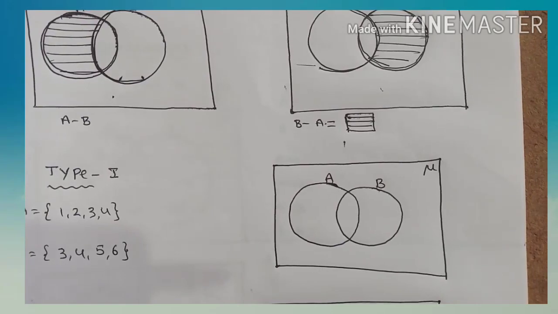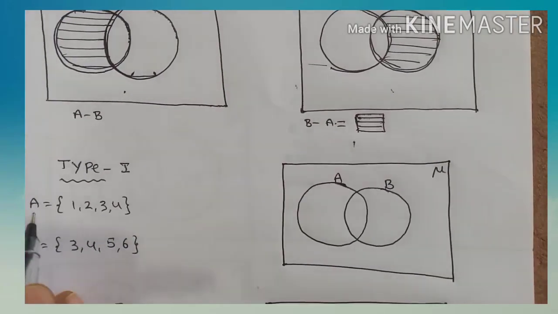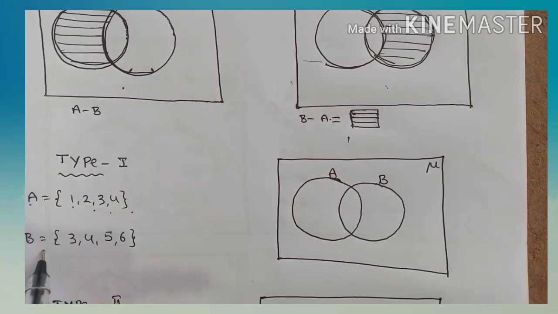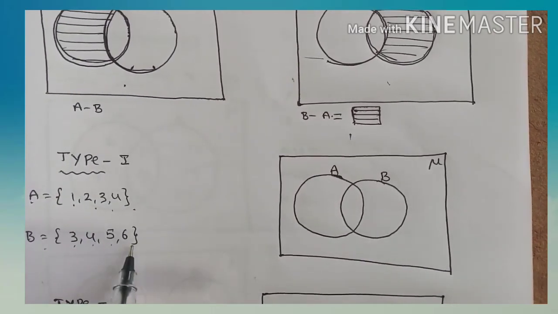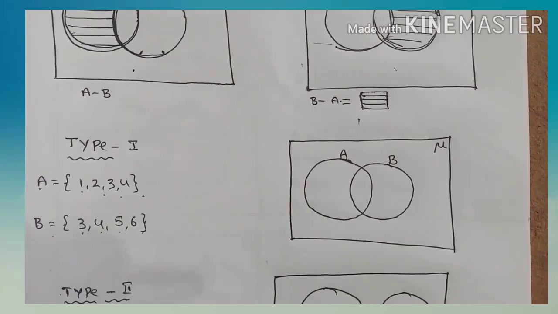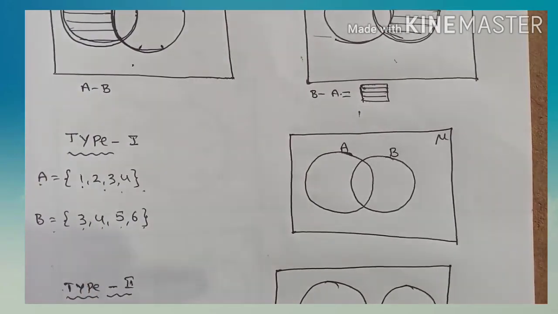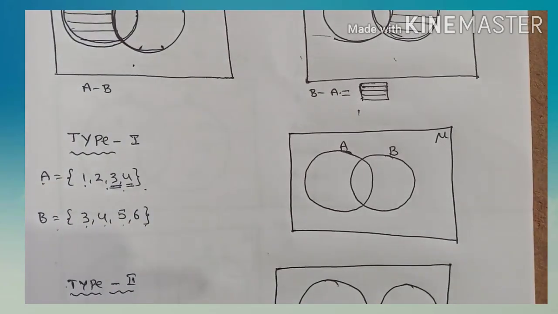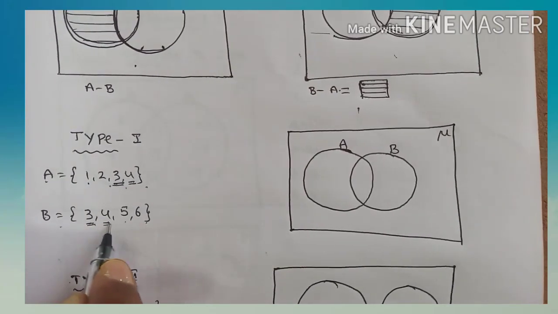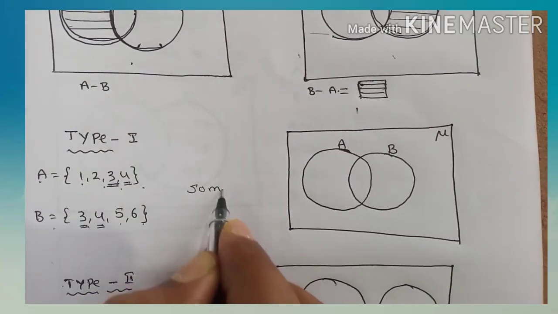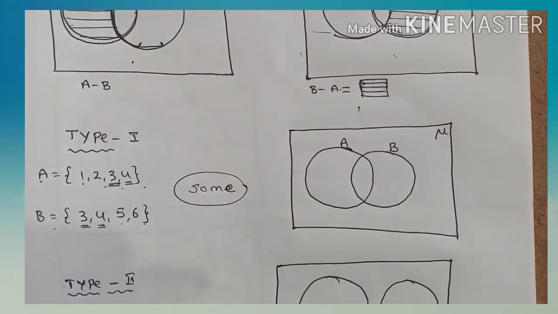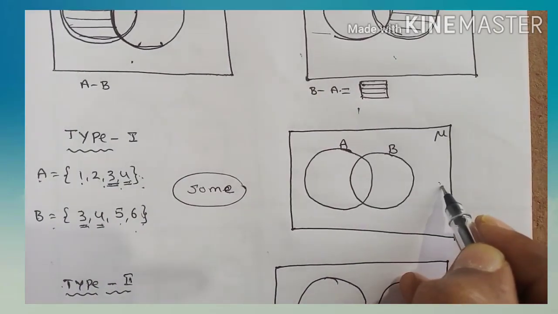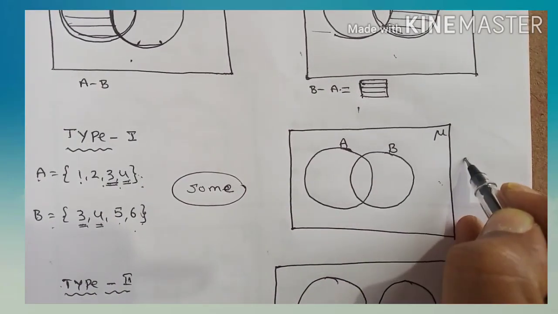Now in the diagram of type 1, set A is equal to 1, 2, 3, 4 and set B is equal to 3, 4, 5, 6. First we have to notice, are there any common elements between A and B? Yes, the common elements are there between A and B. What are those? 3, 4 is here and also 3, 4 here. So some elements are common between the given two sets A and B. In such a case you have to use this type of diagram, the type 1 diagram.